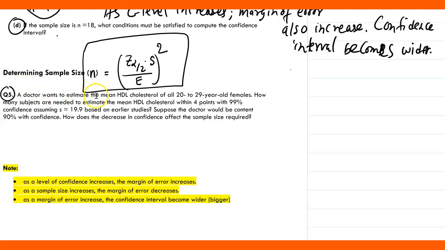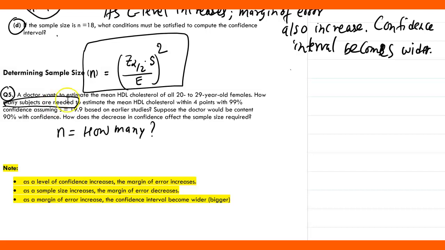A doctor wants to estimate the mean HDL cholesterol of all 20 to 29 year old females. That means the doctor wants to determine the mean cholesterol level of the population; all 20 to 29 year old females is the population. How many subjects are needed to estimate the mean HDL cholesterol within 4 points with 99% confidence? That means how many sample size are required? Here n equals how many? That's what we're looking for.